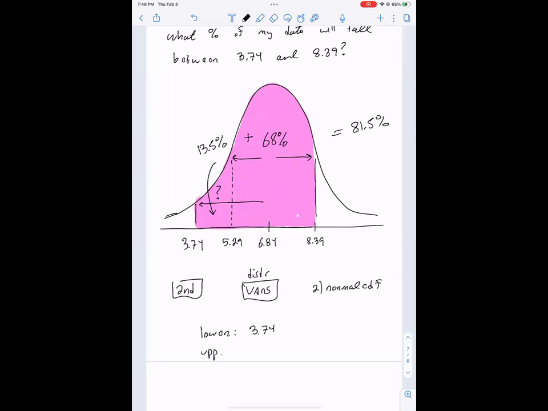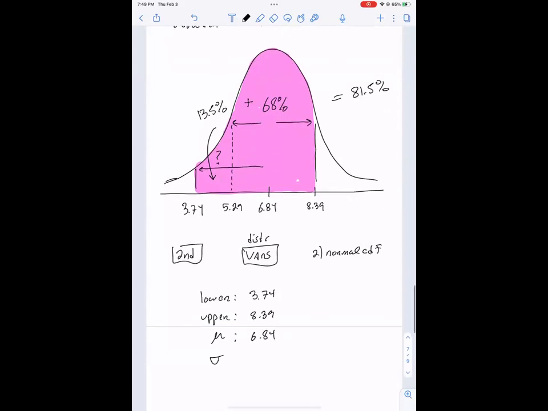For upper, what's it going to be? 8.39. For mu, what's it going to be? 6.84. And sigma, what's it going to be? 1.55.